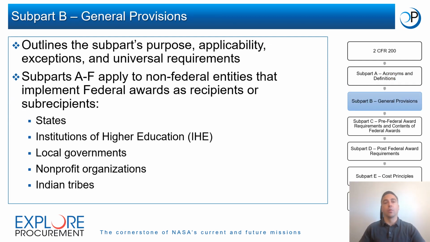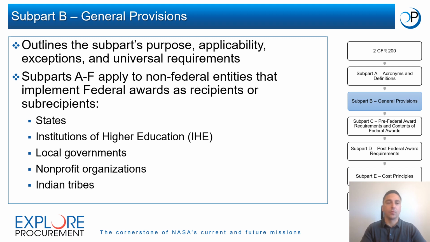Subpart B, General Provisions, outlines the purpose of 2 CFR 200, exceptions to the regulations, and universal requirements for federal agencies and award recipients. Overall, it's meant to establish uniform regulations governing grants and cooperative agreements for federal agencies. To ensure that all agencies are adhering to similar regulations, 2 CFR 200 prohibits agencies from imposing additional or inconsistent requirements unless they are approved by OMB or required by federal statute, regulation, or executive order.